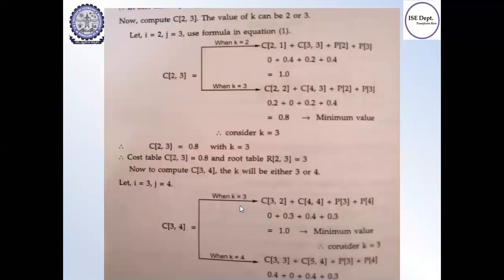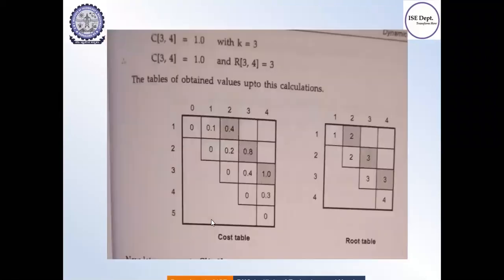Next is 3 comma 4, correct? So next is 3 comma 4. Possible values of k are 3 and 4. Again write down 3 comma 4, 4 comma 2, and probability of 3 and 4. Get the value. Again do this. The minimum out of this is what? This is a minimum. 1.0 is a minimum. So the possible value is 3. So for 3 comma 4, I can write the value as 1.0, with the k value I got as 3. Correct? So we have done with this also.